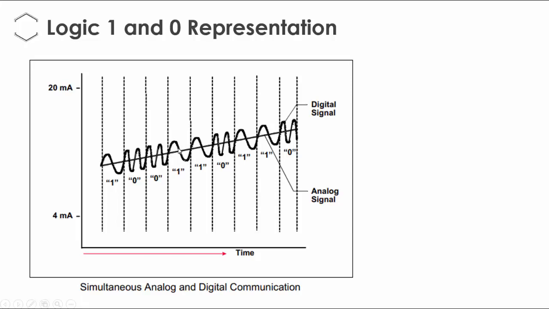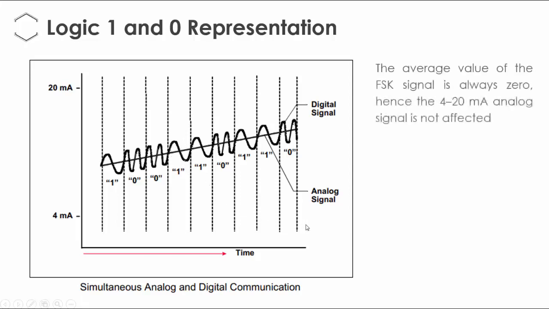Here's a positive amplitude and then a complementary negative amplitude. So they cancel out one another constantly as they go. It's almost like a perfect sine wave, cancelling out the positive amplitude, cancelling out the negative amplitude. So we say that the average value of the FSK signal is always 0. Hence the 4 to 20 milliamp analog signal is not affected. So it's pretty innovative when you think about it. All right, let's move on now.